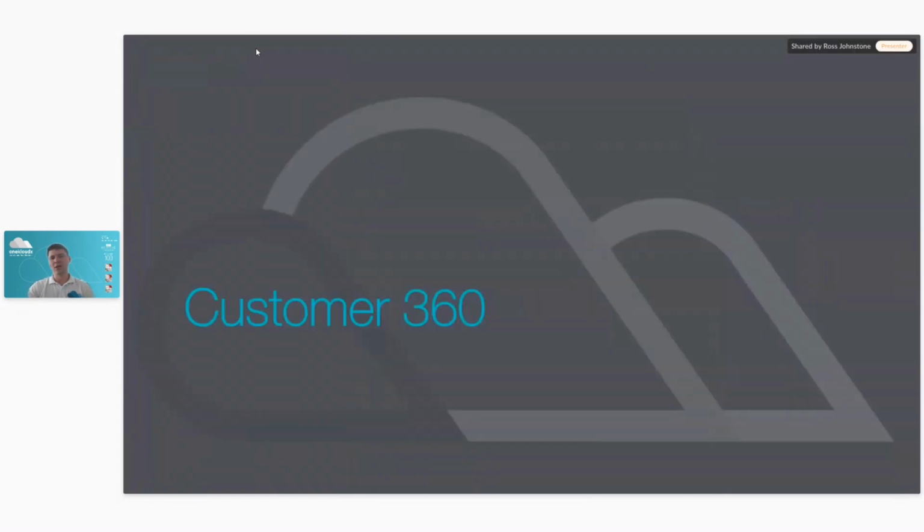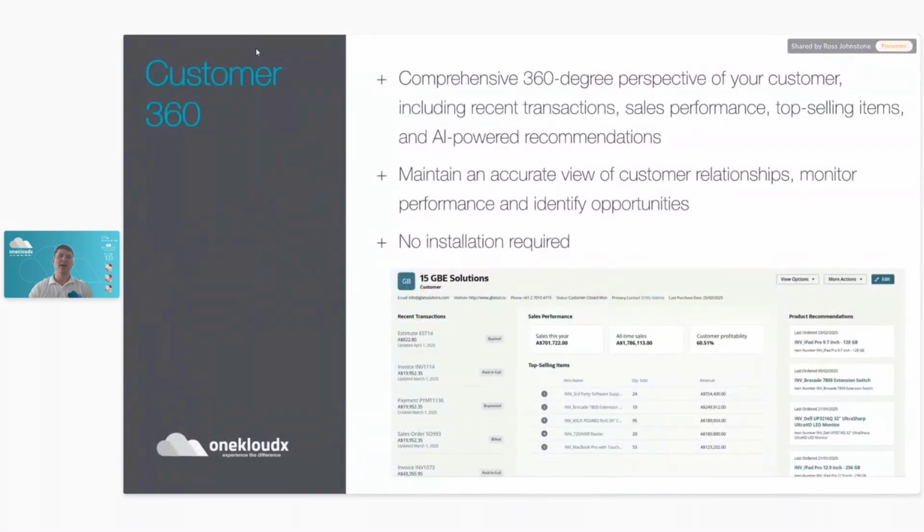Starting off, we have the Customer 360 Dashboard. The Customer 360 Dashboard provides a comprehensive perspective of your customers all within NetSuite. That includes information on the recent transactions that customer has had, as well as your sales performance across the year, all-time sales and the overall customer profitability. Beyond that, you also have visibility of the top-selling items ranked 1 to 5, so you can see exactly how many of these top items you've sold, as well as the revenue that has been generated. NetSuite's product recommendations, shown on the right-hand side of the Customer 360 dashboard, provide AI-powered recommendations on other items and opportunities that you have to sell to your customers as well.